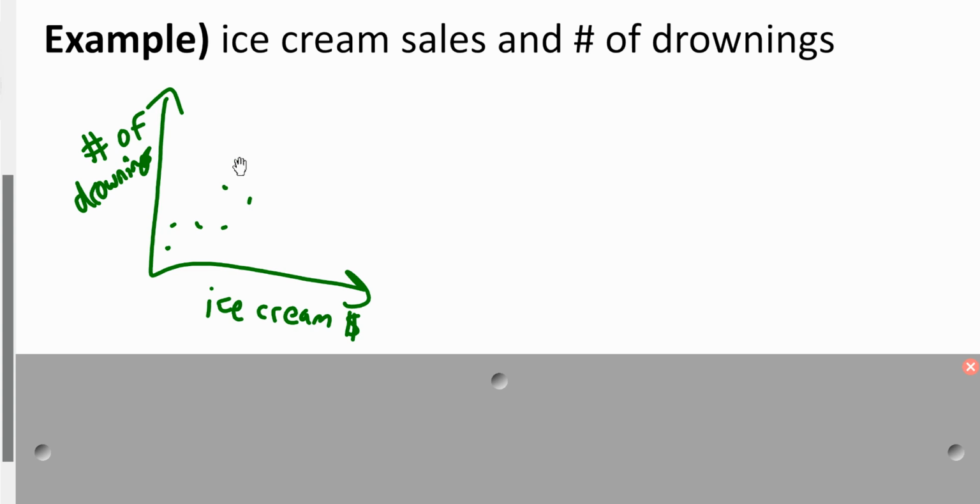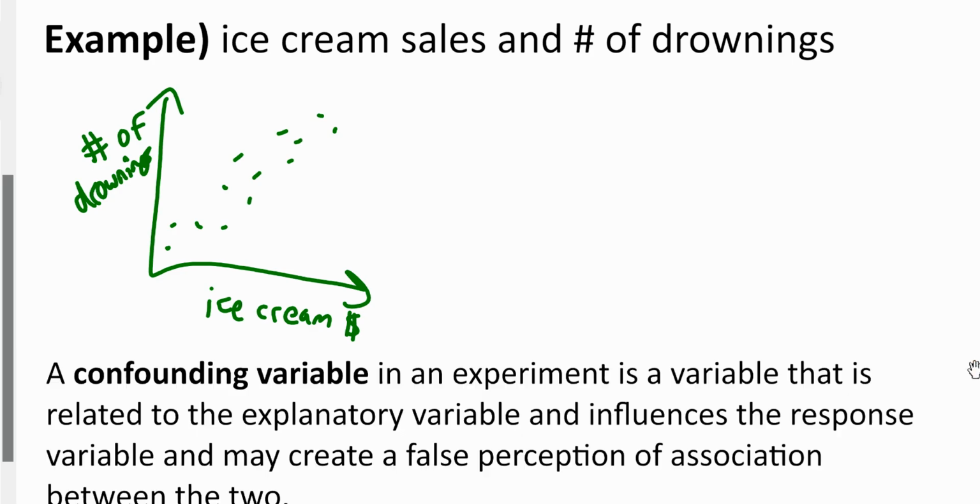Did you know that? It's going to be some sort of a scatter plot like this. You could flip those X and Y's around, it'll be the same deal. If you have more drownings, you'll have more ice cream sales. That's not because they are causing one another. That is because there's some other thing causing that, and that's called a confounding variable.